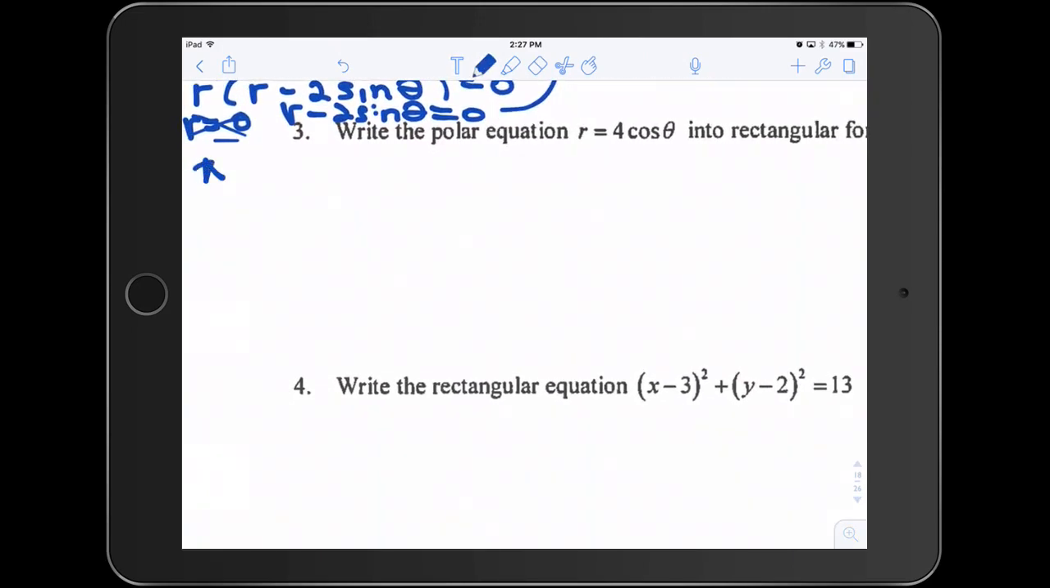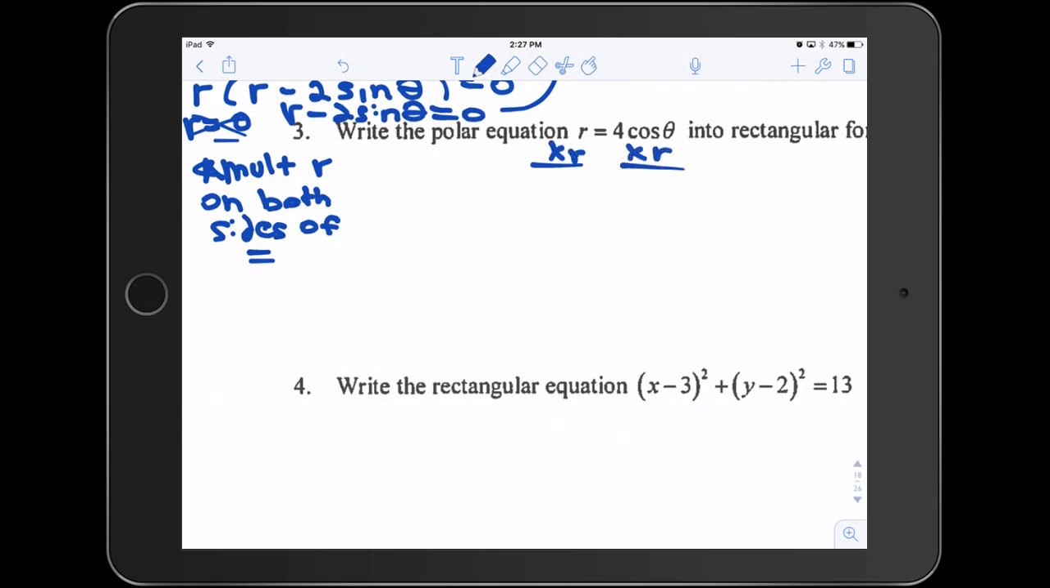The trick is to multiply r on both sides of the equation. So instead of squaring in this situation, you want to just multiply by r. So multiply this and multiply this by r.